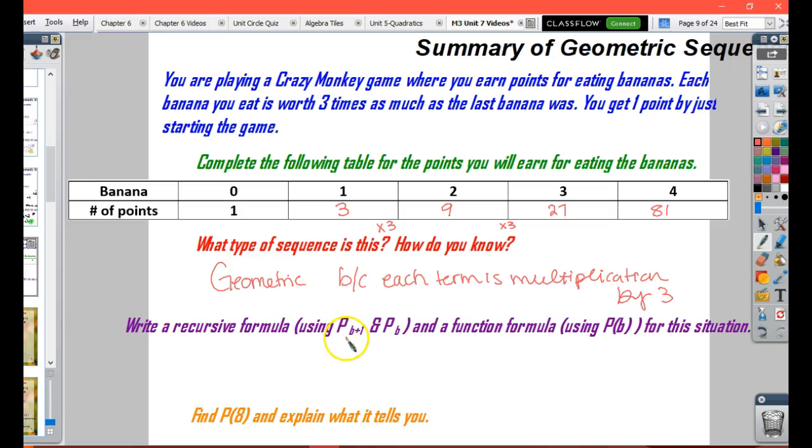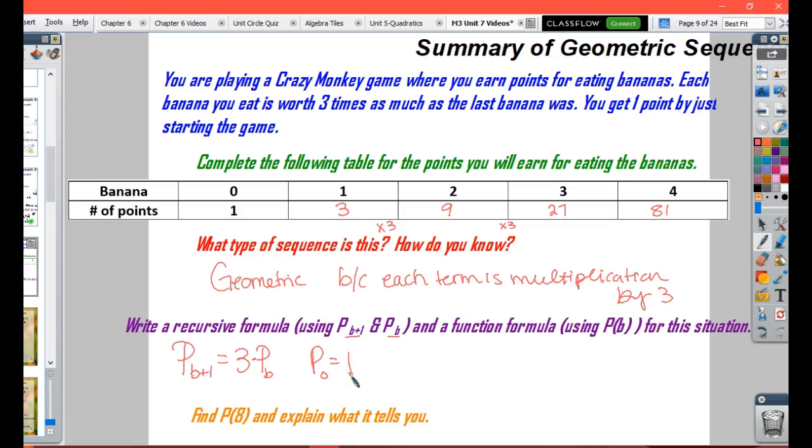So now they want us to use p sub b plus 1 and p sub b. So the b plus 1 is going to be the next banana, so we'll start with that. My next banana will be worth points equal to 3 times p sub b, the banana I just ate. Remember, recursive formulas always need a starting point. So we're going to say p sub 0 equals 1. That's when we first start the game.